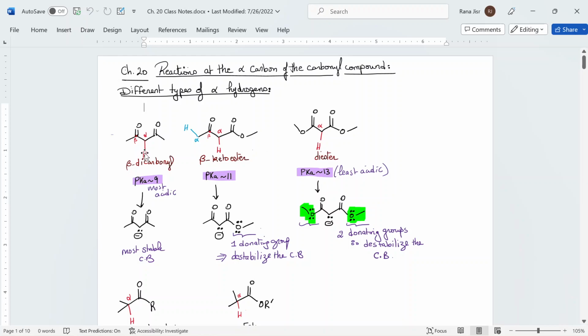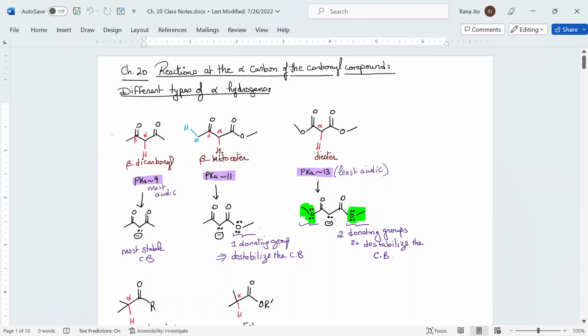So when the base takes this acidic hydrogen, you're going to create the negative charge between the two carbonyls. These are two withdrawing groups, so this is going to stabilize the conjugate base. If your conjugate base is stable, then your acid is going to be acidic.